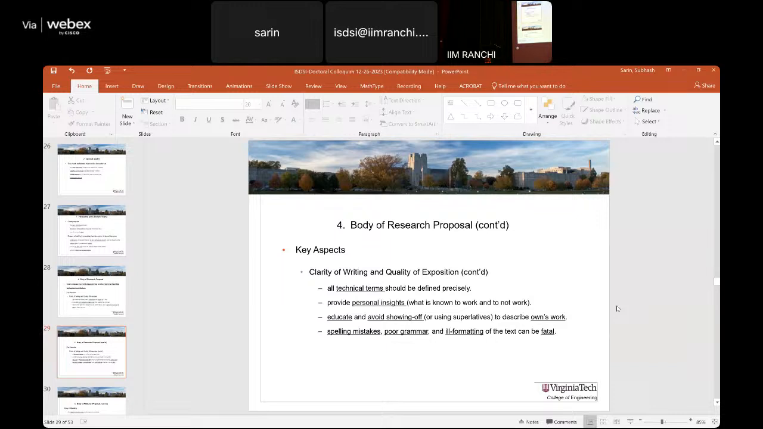Again, clarity of writing, no matter what it is, like I said before, whether proposal or paper or whatever, has to be exceptionally good. All technical terms should be defined precisely. Provide personal insights, what is known and what is not known. The more you can personalize it, like a digestive thing that you're proposing, that you're writing, the more convincing it sounds.